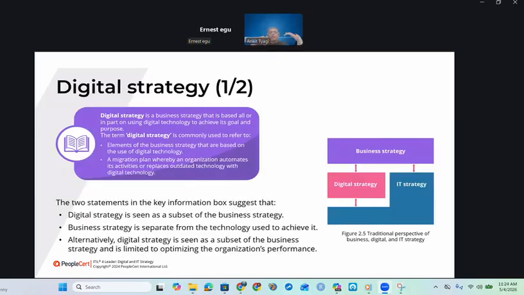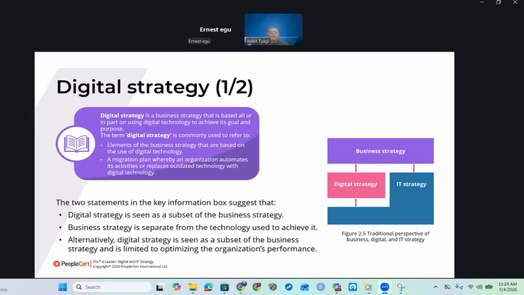For digital strategy, this is a business strategy that is based on all or in part of using digital technology to achieve its goals and purpose. Well, of course, the term digital strategy is commonly used to refer to the elements of the strategy that are based on the use of digital technology.